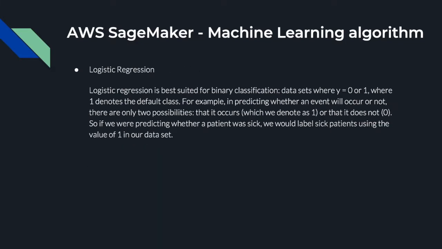Logistic regression is best suited for binary classification, data sets where y equals 0 or 1, where 1 denotes the default class, for example, in predicting whether an event will occur or not. There are only 2 possibilities. That is, if it occurs, then we denote it as 1, or it doesn't occur, then we denote it as 0. So if we were predicting whether a patient was sick, we would label sick patients using the value of 1 in our data set.